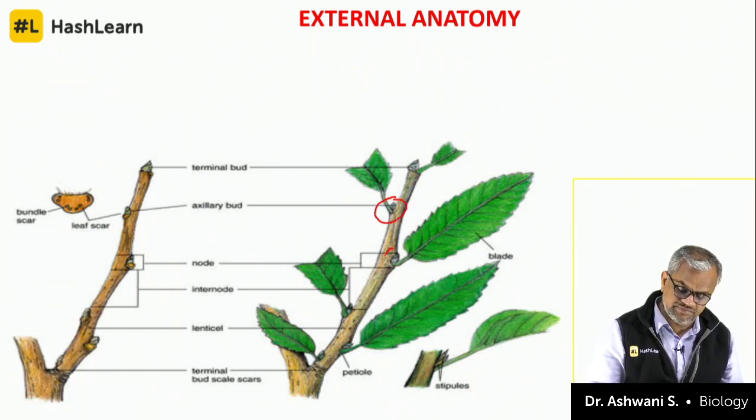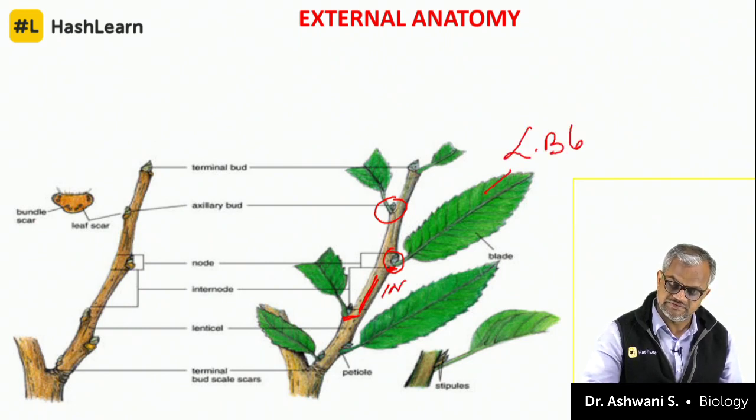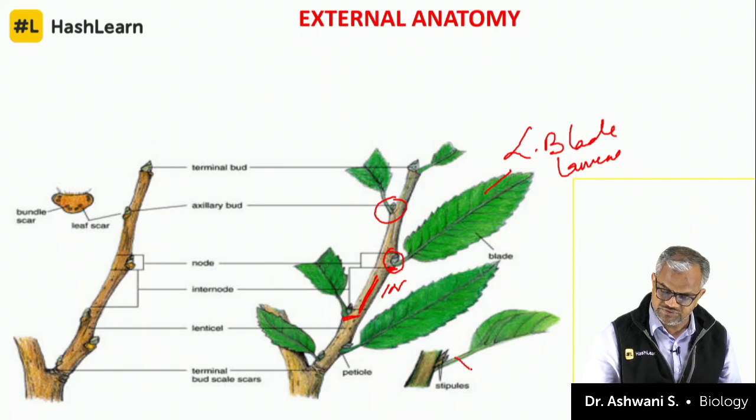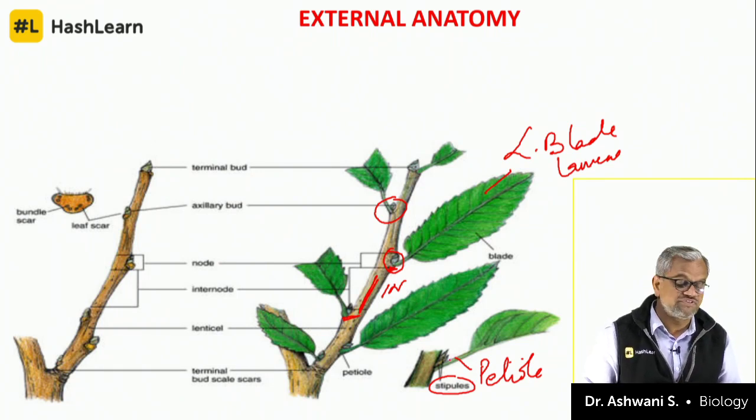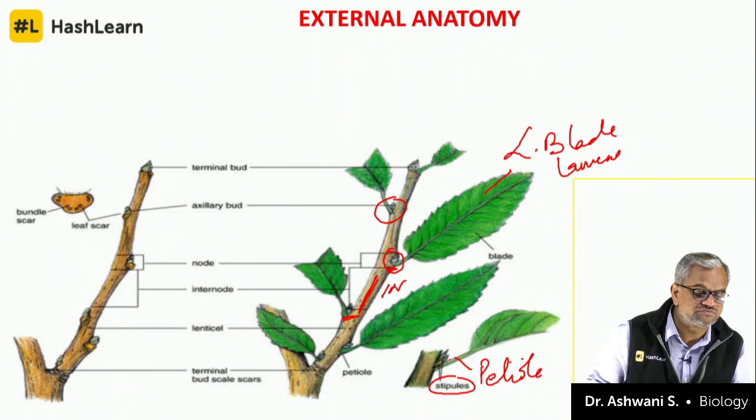This is the axillary bud. Now, this point is a node, this point is a node, and this is called the internode. This is called the leaf blade, also called the leaf lamina. The stalk of a leaf is called the petiole. And near the leaf you will find something called the stipule. These are all defense structures.